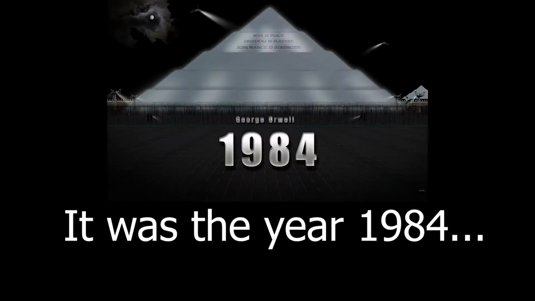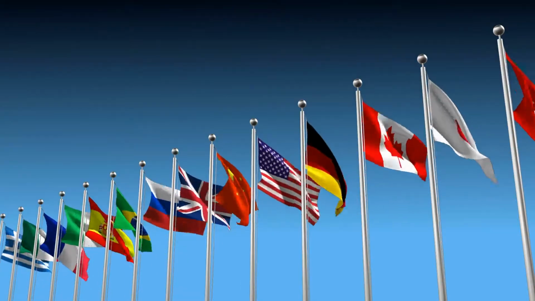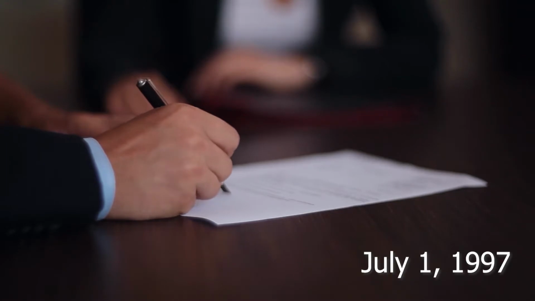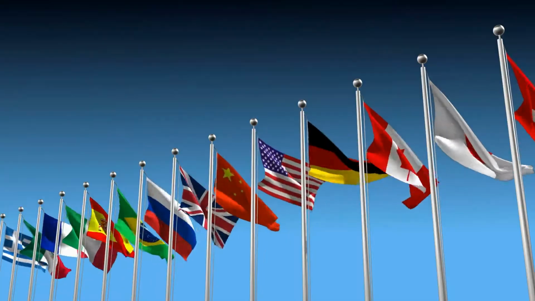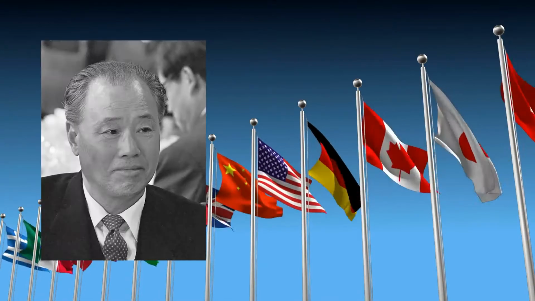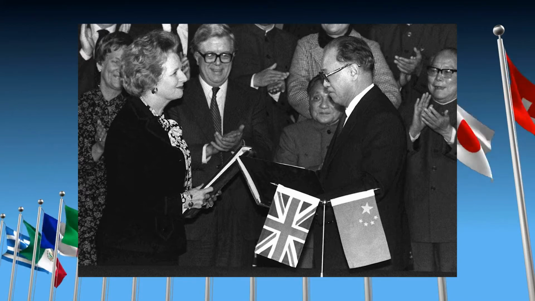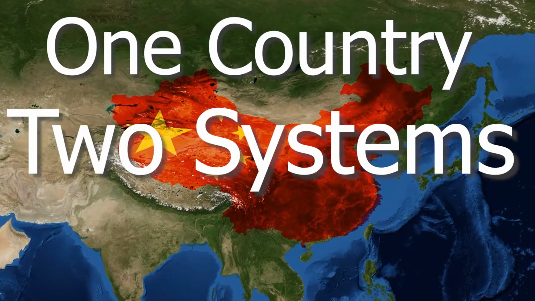Let's review a little history for context. In the year 1984, no, not that 1984, this 1984, the United Kingdom and China signed the Sino-British Joint Declaration. This treaty set July 1st, 1997 as the date the UK would hand Hong Kong over to China. The document, signed by then Chinese Premier Zhao Ziyang and UK Prime Minister Margaret Thatcher, also described the sovereign and administrative arrangement between Hong Kong and China, calling it the One Country, Two Systems principle.